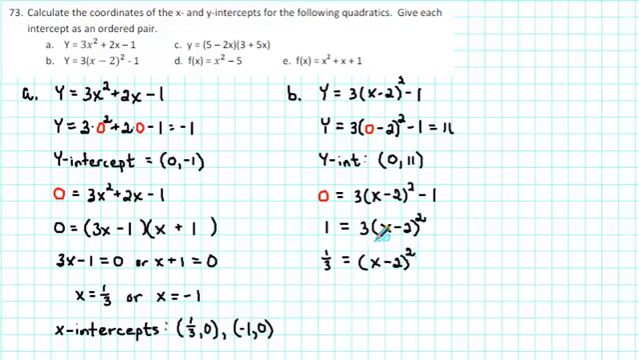Next, we take the square root of both sides. Now here we have to remember that every positive number has two square roots, one positive and one negative. We get plus or minus the square root of 1/3 is equal to x minus 2. Finally, we add 2 to both sides of the equation, and we get x is equal to 2 plus or minus the square root of 1/3.